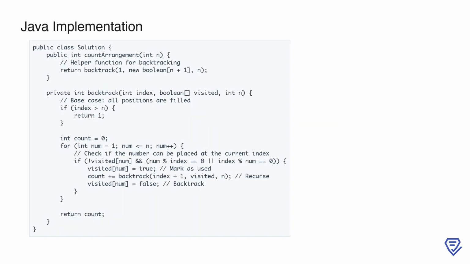This is the Java implementation for LeetCode problem number 526, Beautiful Arrangement. The solution uses backtracking to explore all possible arrangements of numbers from 1 to n. A Boolean array is used to track which numbers have been visited. The key conditions for a valid arrangement, index % number equals 0 or number % index equals 0, are checked before proceeding with recursion. The implementation mirrors the Python logic closely, with type declarations and Java-specific syntax adjustments.